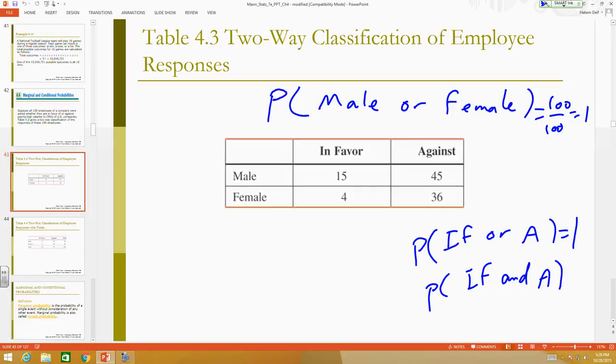Everything 100? Come on. I said and this time. Pay attention. I say and, not or. What does it mean and? At the same time, can you have someone who is against and in favor at the same time? Zero. It's impossible. Everyone has one opinion, right? It's either against or in favor. It's impossible to find someone who has both opinions at the same time, right? So in this case, that's zero. So be careful. These two don't have a common part. There's no intersection. It's either this or that.